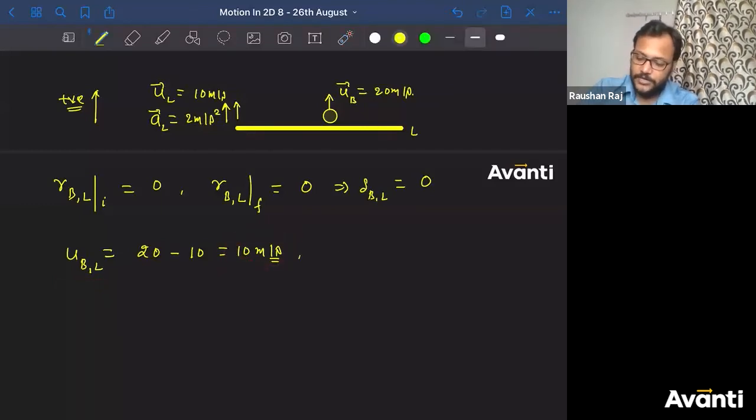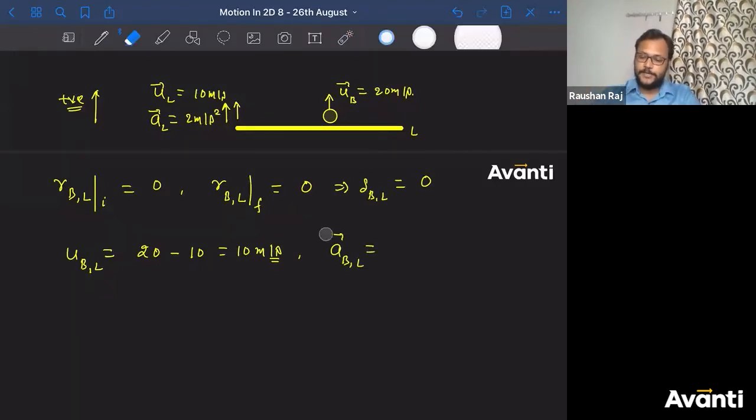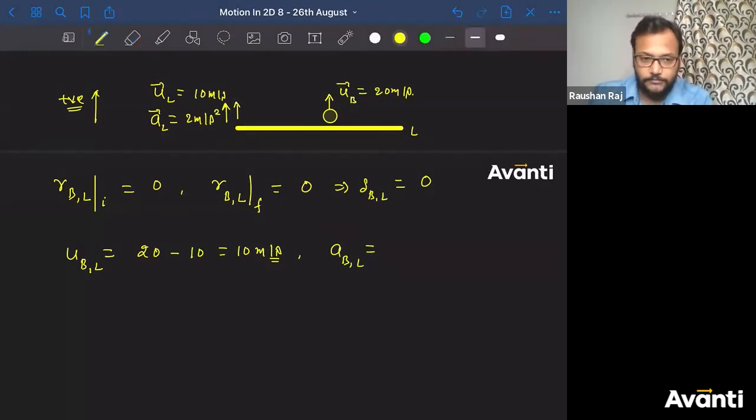Achha. What about the acceleration of ball with respect to lift? Tell me guys. So what is the acceleration of the ball? Bolo bachalo. What is the acceleration of the ball during the motion? It's minus 10. All right. What is the acceleration of the ball? It's minus 10. Got my point? Okay. Minus.